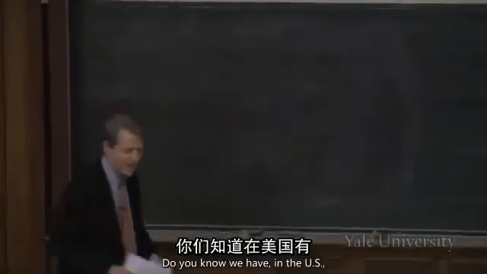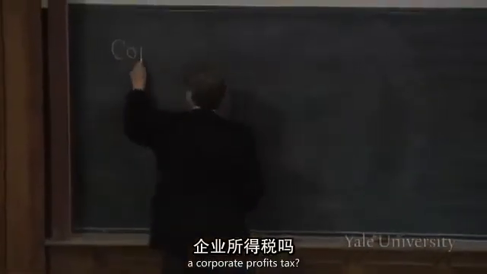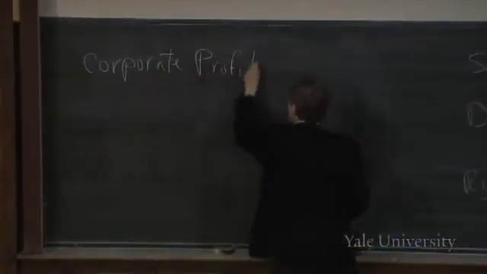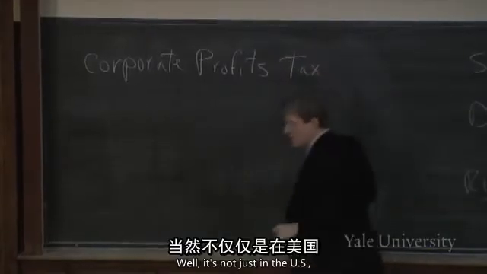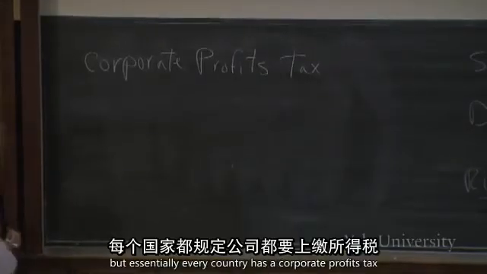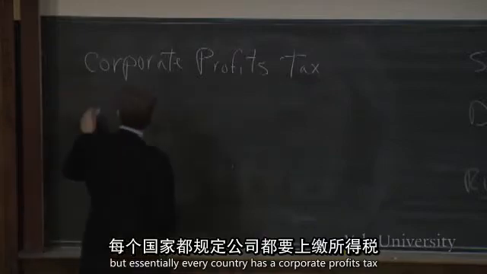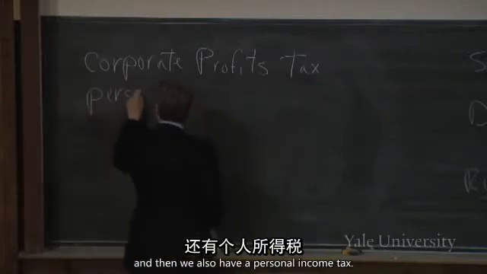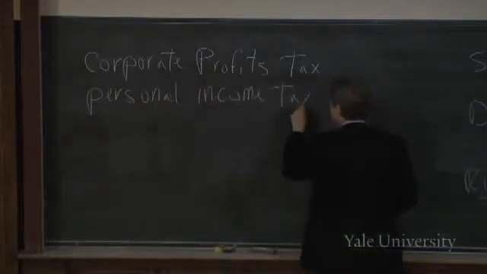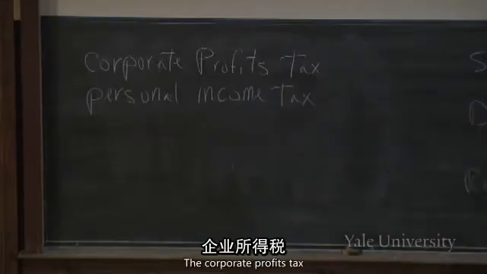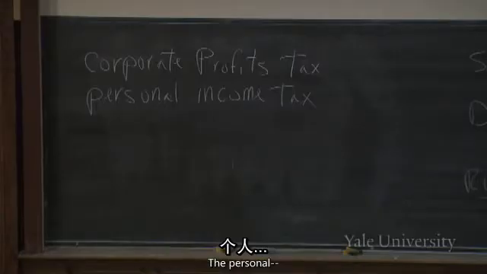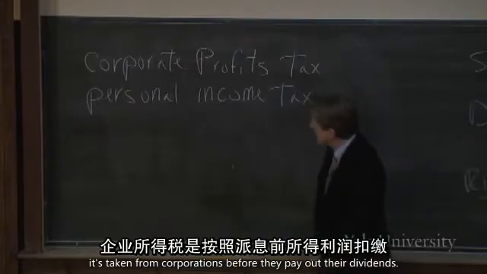And do you know we have, in the U.S., a corporate profits tax? Well, it's not just in the U.S. Essentially every country, I don't know if there's any exception, there may not be an exception, but essentially every country has a corporate profits tax. And then we also have a personal income tax. Okay? So the corporate profits tax goes after the profits that corporations make. It's taken from corporations before they pay out their dividends.